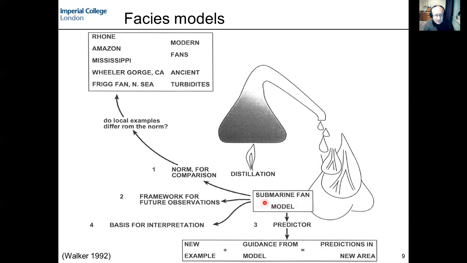And that facies model also provides a framework for making observations in new systems, which maybe lack large amounts of data. And they're a norm for comparison. They allow us to identify differences and then to try and explain why those differences are present.